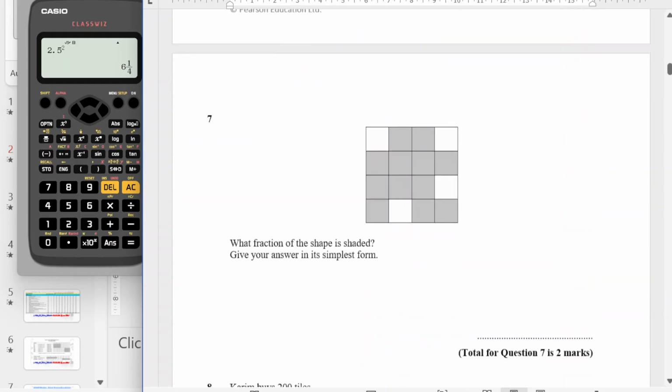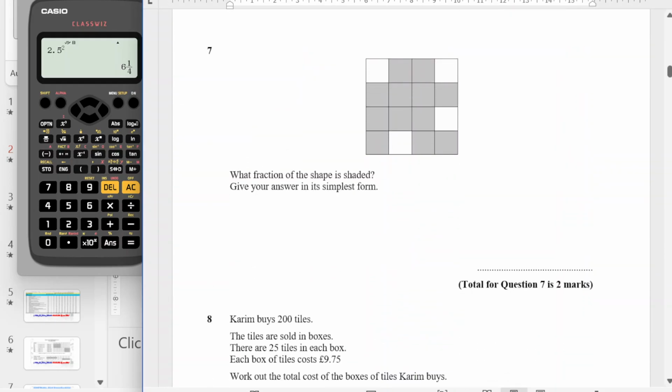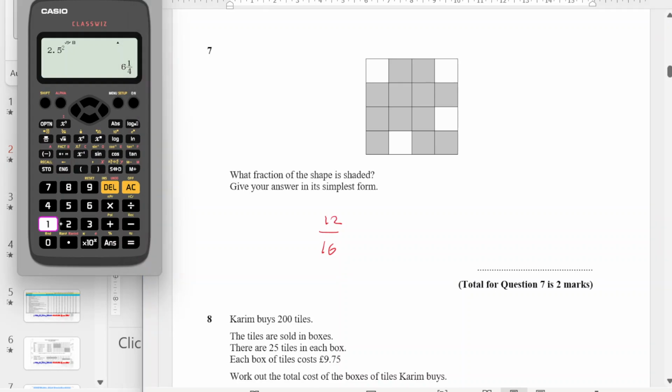And question 7, what fraction of the shape is shaded? Give your answer in the simplest form. So we've got a 4 by 4, so it's going to be out of 16. We could count all the numbers that are shaded, save myself a bit of brain power. I'm just going to say we've got 4 unshaded, so that must mean that we've got 12 shaded. And then again, you can use your calculator to simplify this if you're unconfident with simplifying fractions. 3 over 4.